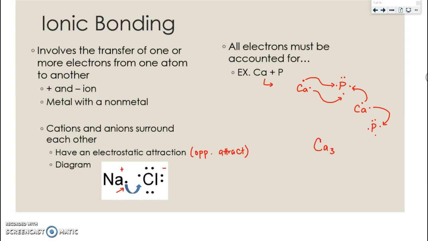The final chemical formula here ends up being Ca3P2. We're going to talk about a much easier way to do that over the next few slides.